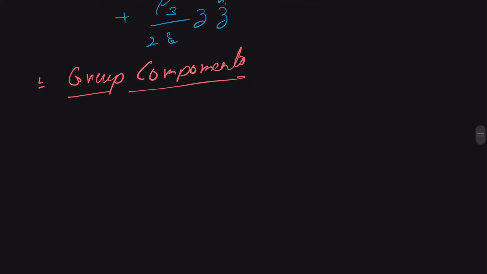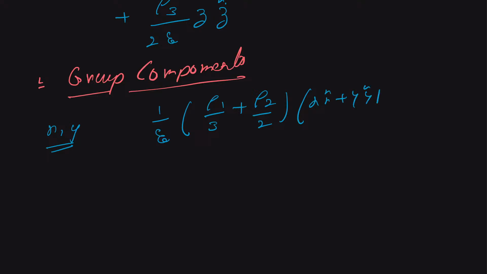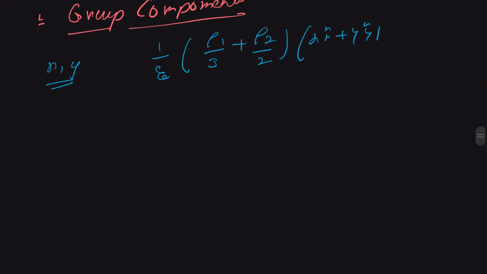And for that we are going to use first our xy, and that gives us 1 upon epsilon naught times (ρ1 upon 3 plus ρ2 upon 2), and this gives us x and y, and then we are left with our z. So we get this as 1 upon epsilon naught times (ρ1 upon 3 plus ρ3 upon 2), and this is our z.